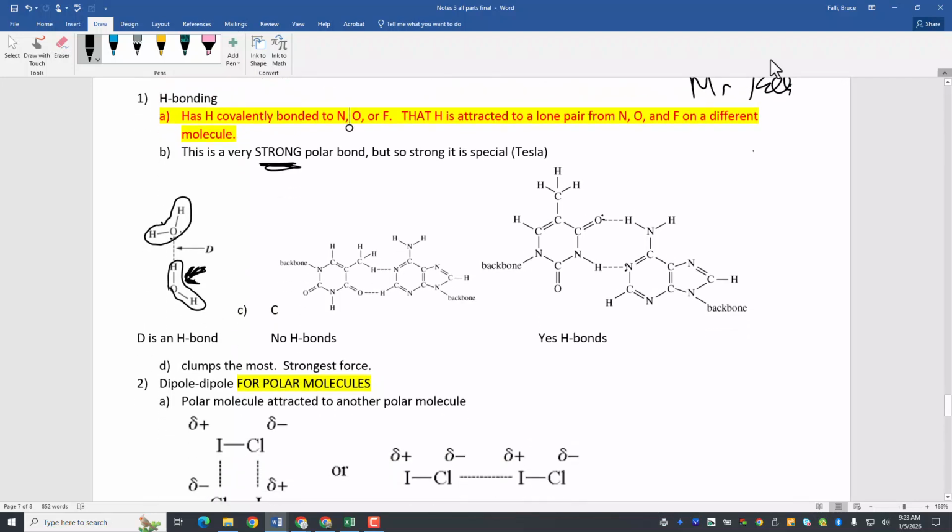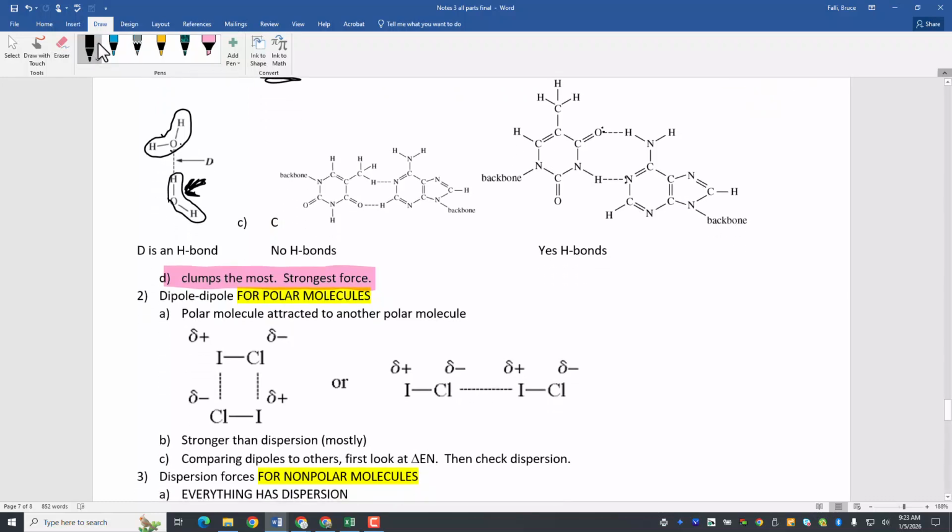If you have hydrogen bonding, you clump the most. That's very, very important for you to know. Hydrogen bonding will clump the most. It is the strongest force. Dipole-dipole is for polar molecules. So remember how we had to figure out, is it polar, is it nonpolar? By the way, up here, these will always be polar. But when you see the H to O, you don't have to think that hard about the other ones.